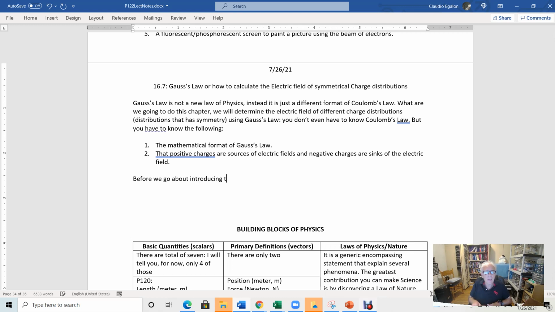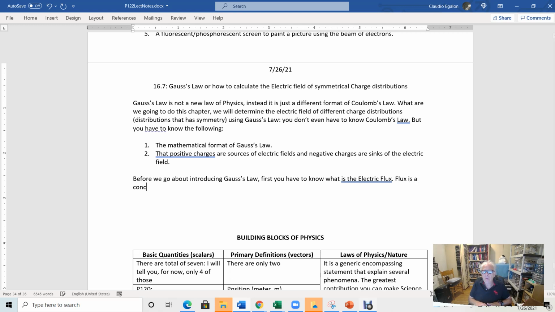Before we go about introducing Gauss's law, first you have to know and understand, right? What is the electric flux? Flux is a quantity that is defined not just for the electric field, but also for the magnetic field, and even the gravitational field, by the way. Okay? Flux is a concept that's generic enough.